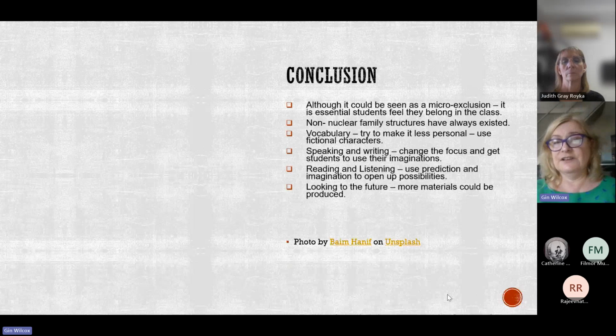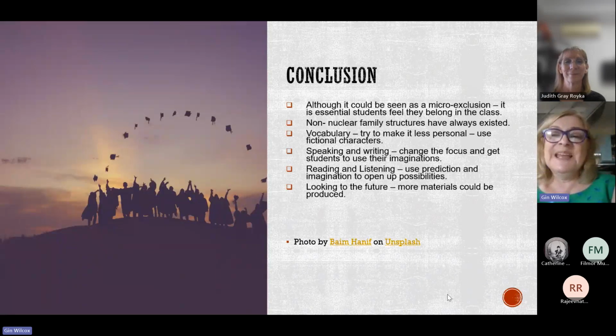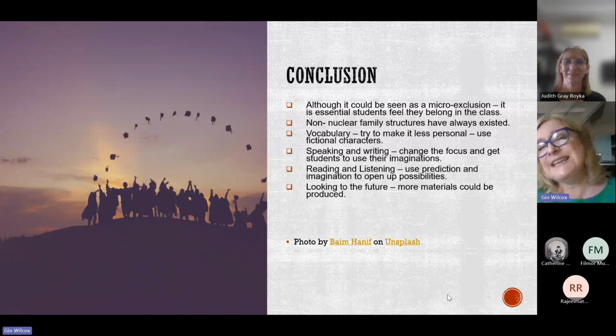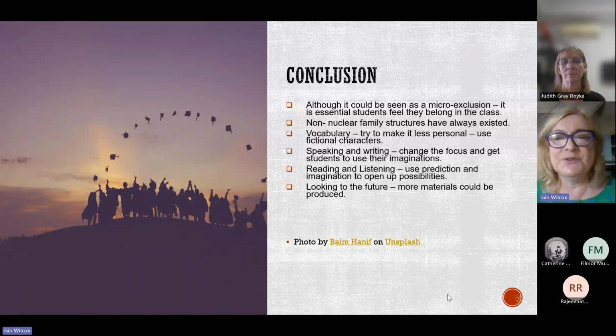So in conclusion, although it could be seen that representing families as nuclear and heteronormative could be a micro exclusion, it is essential that the students feel that they belong in the class and that they're not excluded from that lesson. And non-nuclear family structures are not new, they've always existed, so this is not a strange thing to introduce.